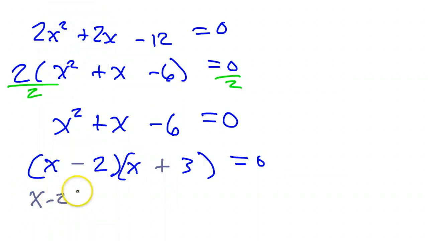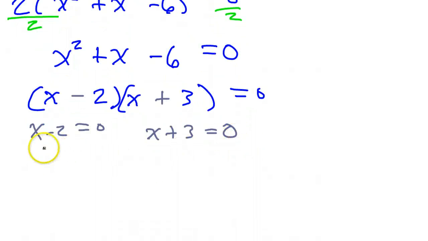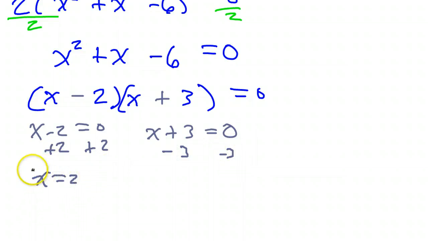So x minus 2 equals 0. x plus 3 equals 0. So this is going to give me x equals 2. And this one gives me x equals negative 3.